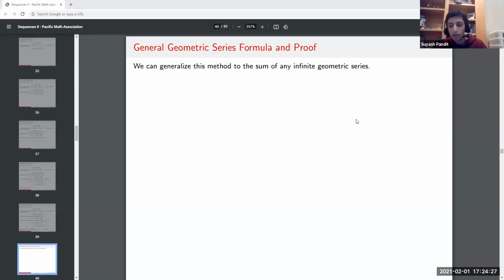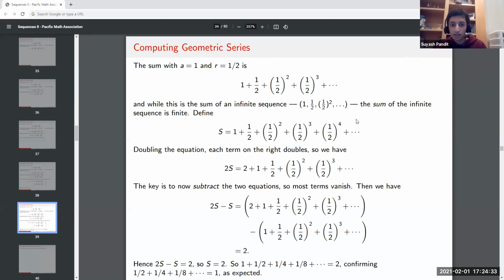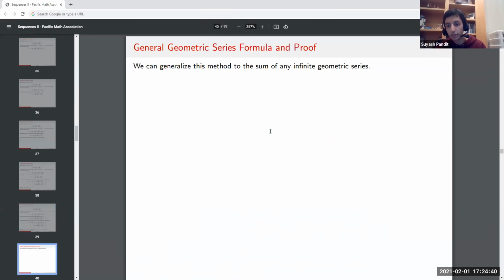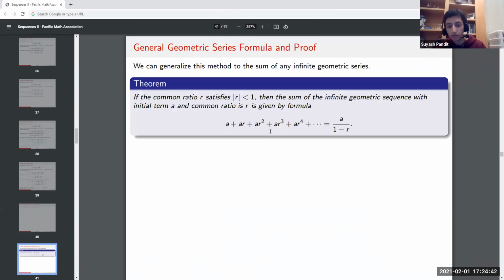All right, so we want to generalize this method. We looked at one particular series, 1 plus 1/2 plus 1/2 squared. We want to look at any series now with any starting value and any common ratio. We're just going to give you the formula right now. So A is your starting term, and R is your common ratio. Then you have AR, AR squared, AR cubed, AR to the 4th. The sum of all that just comes out to A over 1 minus R. It's a surprisingly nice formula.